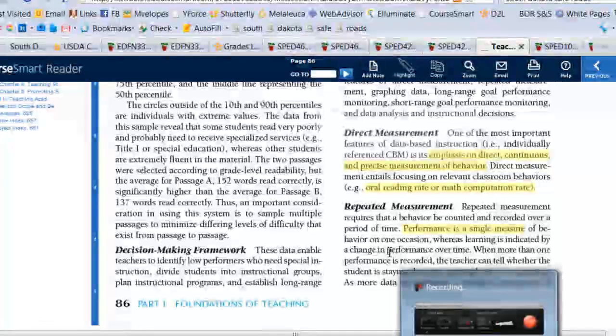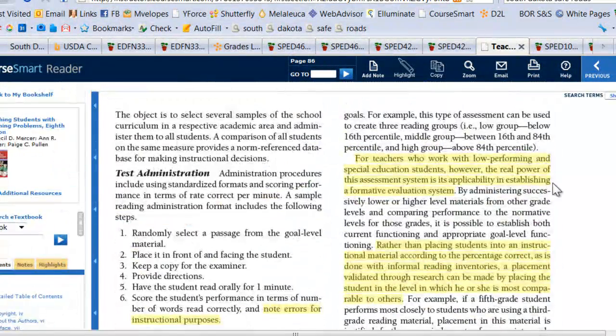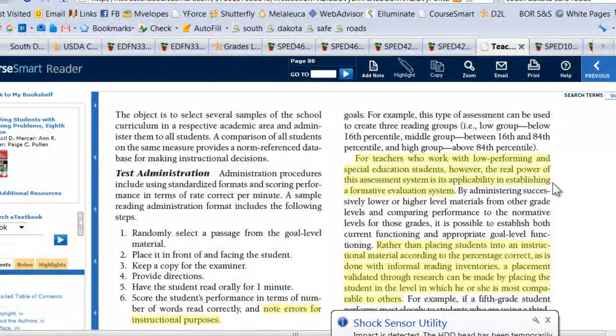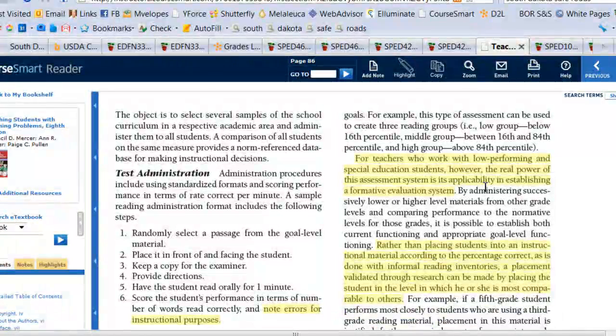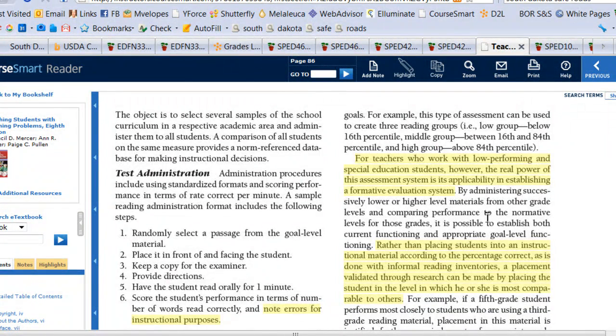So this individual decision framework up here is for teachers who work with low-performing and special education students. However, the real power of this assessment is its applicability in establishing a formative evaluation. You like that word? Formative evaluation? What's formative is you decide how you're going to do it by administering successively lower or higher materials from one grade level to the other.